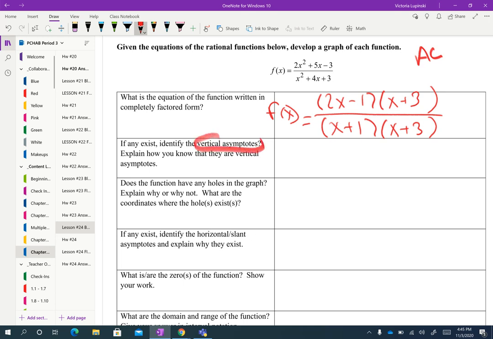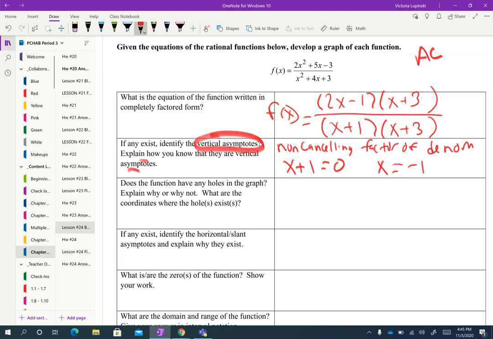Are there any vertical asymptotes? And explain how you know. A vertical asymptote is a non-canceling factor of the denominator. The non-canceling factor of the denominator is x plus 1. You would set that equal to 0, which means you're ultimately going to have a vertical asymptote at -1.